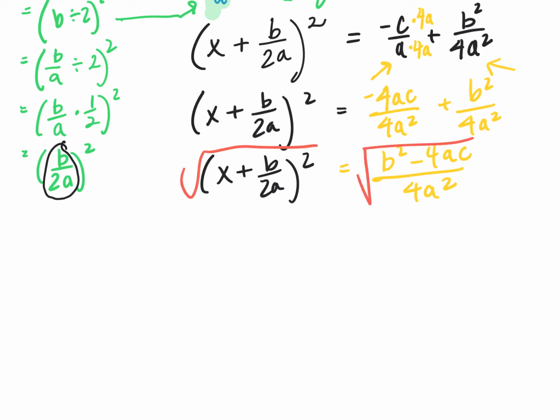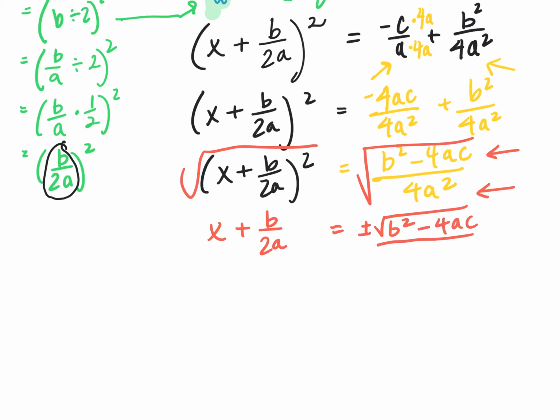If I square root both sides, what I have is x plus b over 2a on the left. And on the right side, well, I can't really square root the top in the form that it is in right now, but I can square root the bottom. So the top is going to be rewritten as plus or minus the square root of b squared minus 4ac. But the bottom, the square root of 4 is 2. The square root of a squared is a. So we have 2a down below.